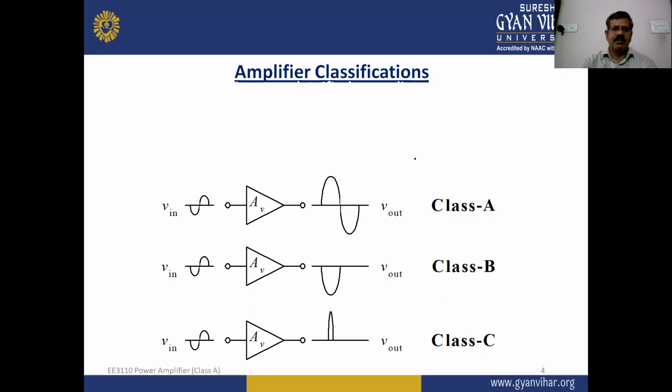And the amplifier classifications. So we have here class A amplifier, class B amplifier, class C amplifier. So what is the input voltage applied to the class A amplifier, and what is the output? So here in class A we applied input voltage, and that is the output voltage, and also in class B and class C. So there are input and output waveforms of the different types of amplifiers.